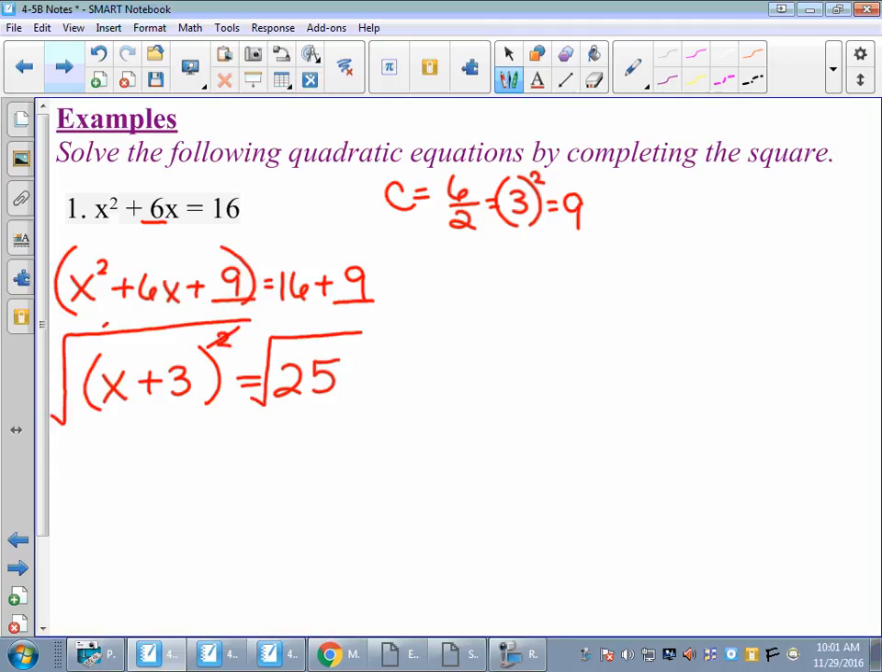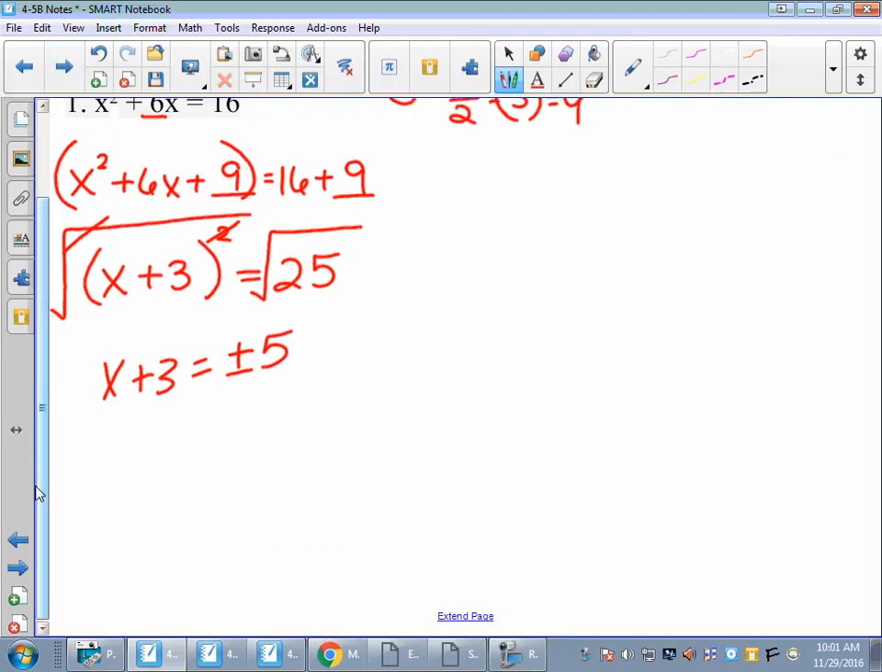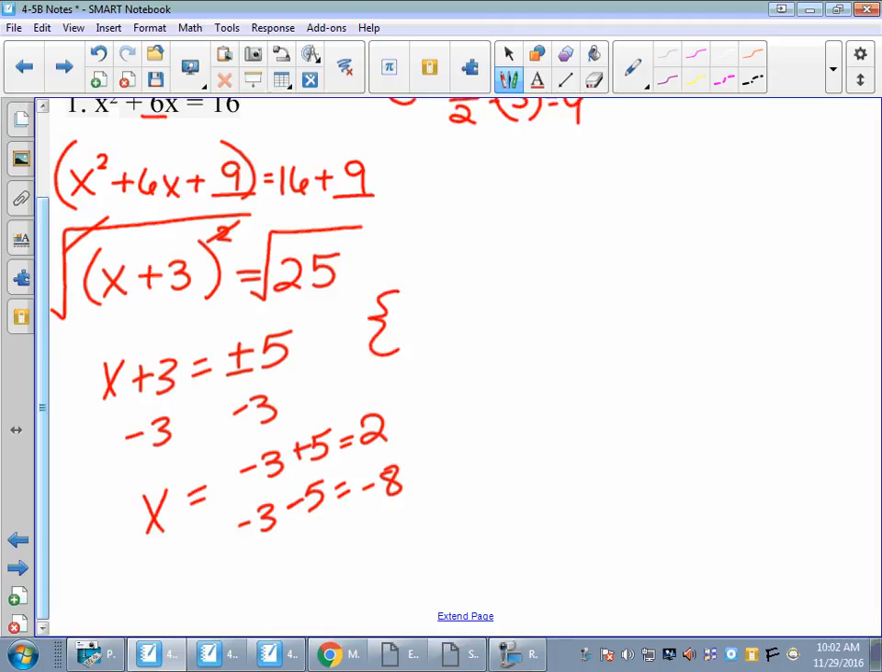The square and the square root cancel. x plus 3 is equal to positive and negative 5, because the square root of 25 is positive 5 and negative 5. I'm going to subtract 3 from both of those. So x is equal to negative 3 plus 5 and negative 3 minus 5. And so negative 3 plus 5 is 2, and negative 3 minus 5 is negative 8. So I have my solutions. My solutions are 2 and negative 8.